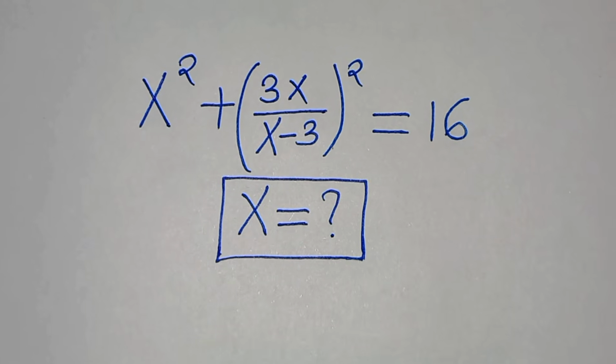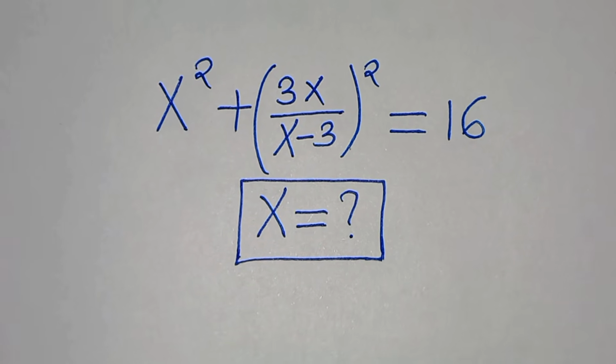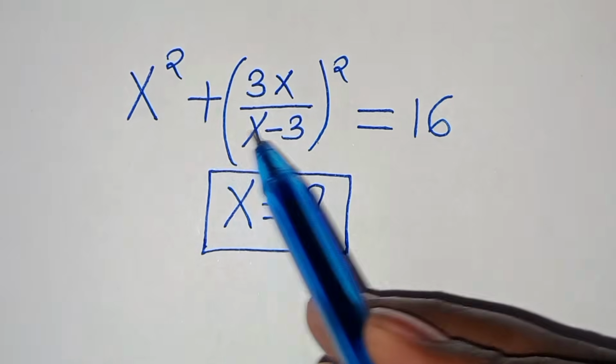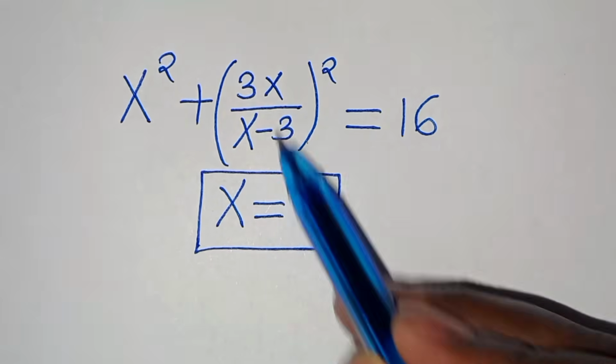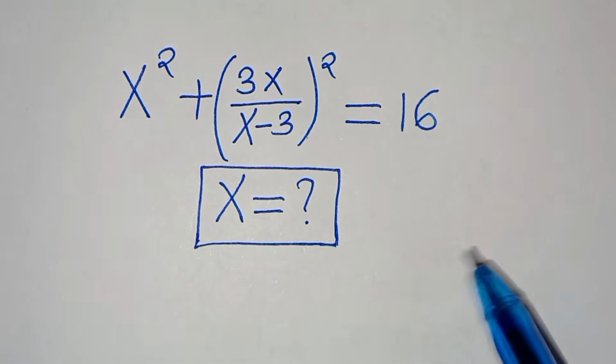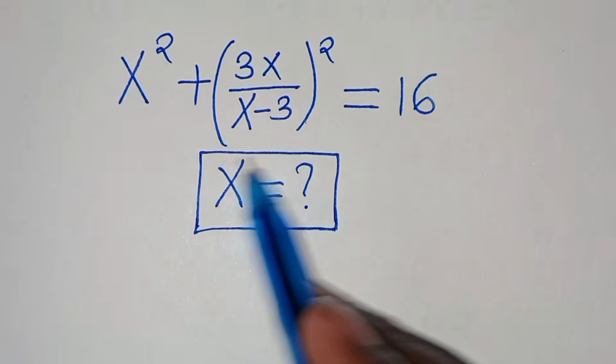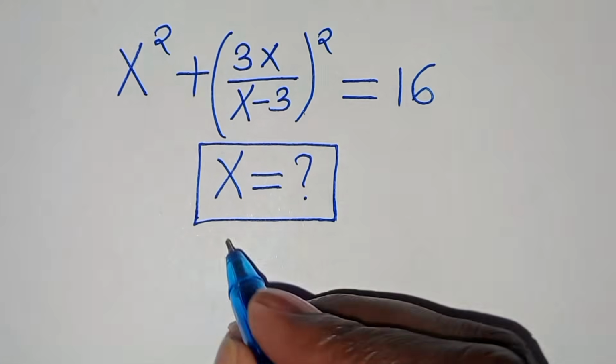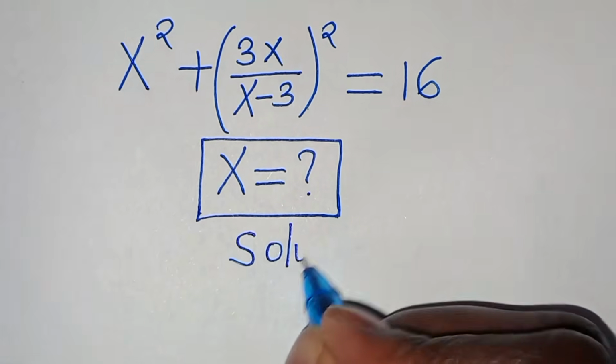Hello everyone, you're welcome to solve this nice algebra problem: x squared plus (3x over x minus 3) to the power of 2 is equal to 16. So what are the values of x? Now let's provide a solution from here.